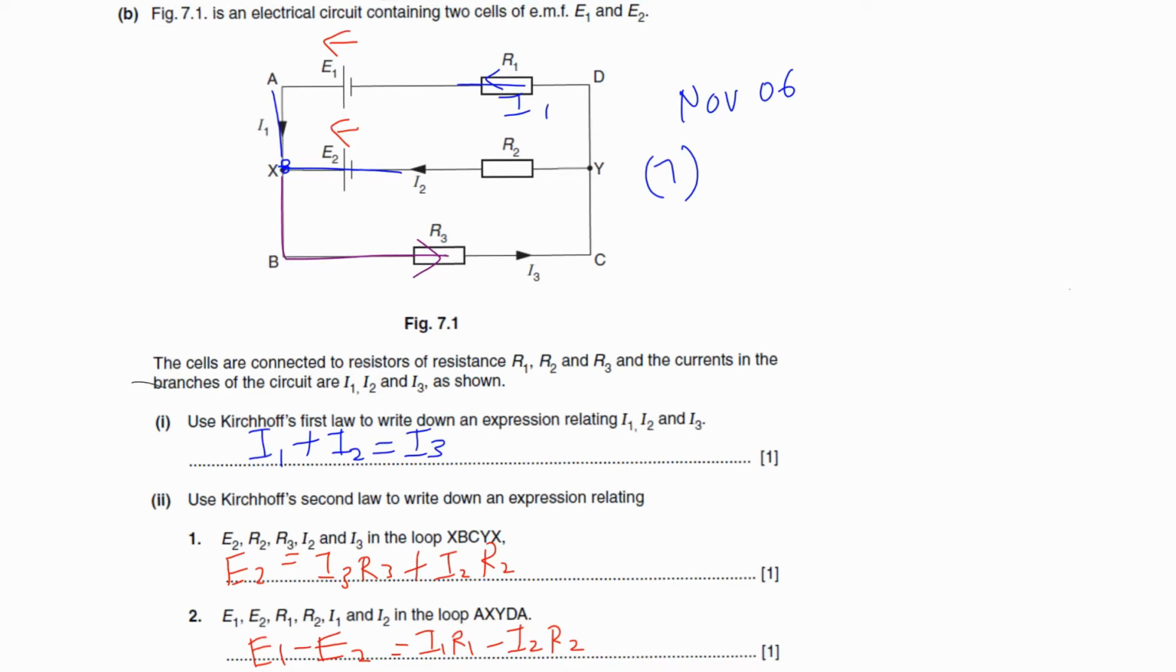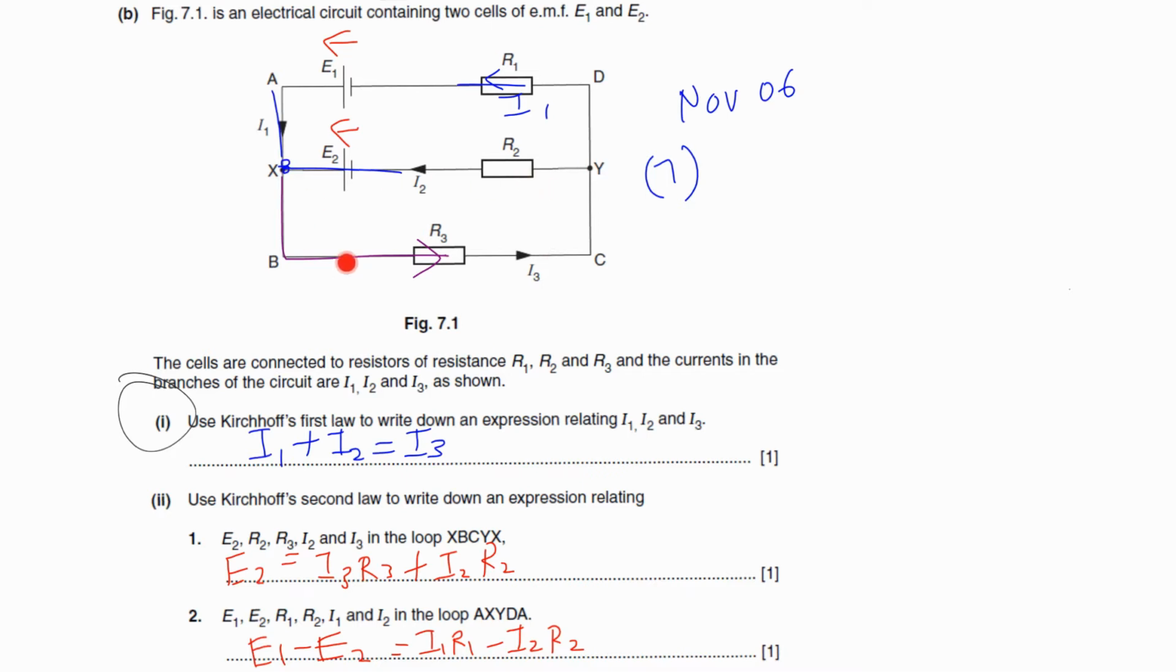So for part 1, which is Kirchhoff's first law, we look at which junction we look at here. Can you see the current entering is I1 and I2, current leaving is I3, so it's I1 plus I2 equals I3. For the next one, if you are talking about X, B, C, Y, X, that means you're moving from X to B to C to Y to X.